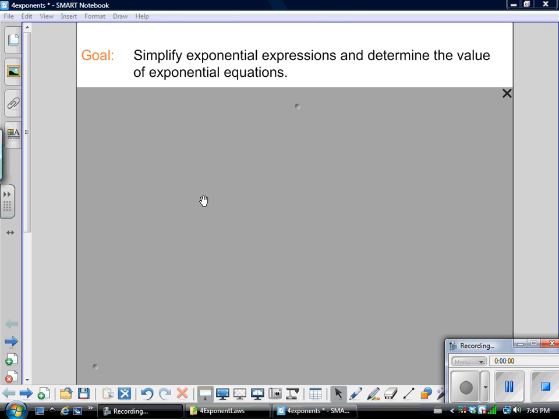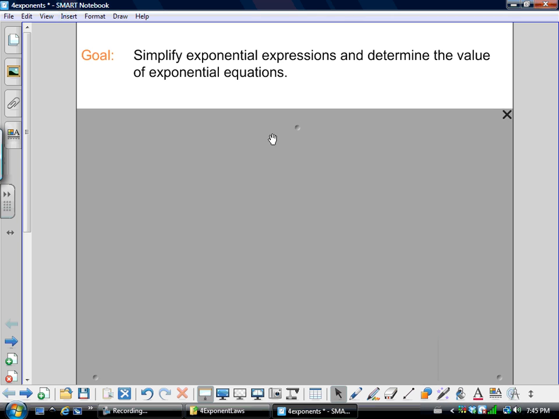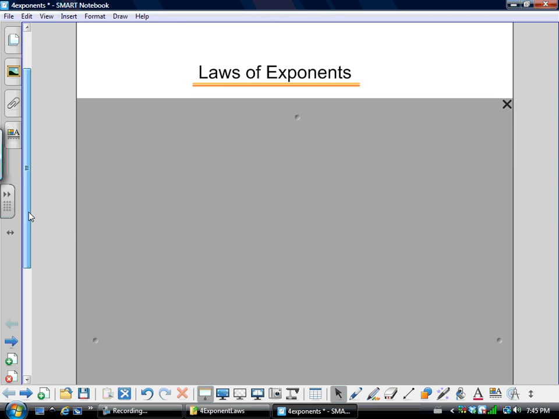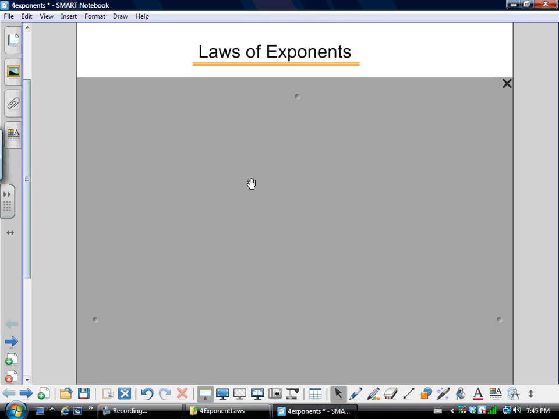Our goal for this unit is to simplify exponential expressions and determine the value of exponential equations. So what this means is we're going back to some of our exponent laws, and this time I'm going to list a few more of them. There's approximately 8 in total. Now we're only going to be responsible for 4 for today's lesson.